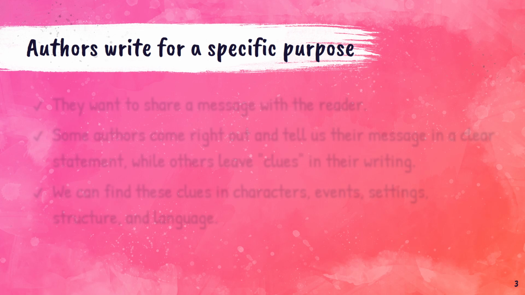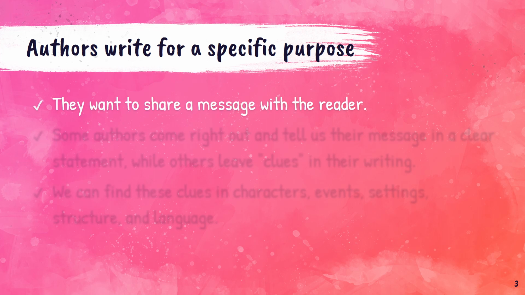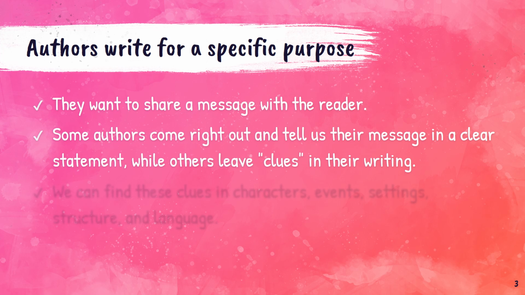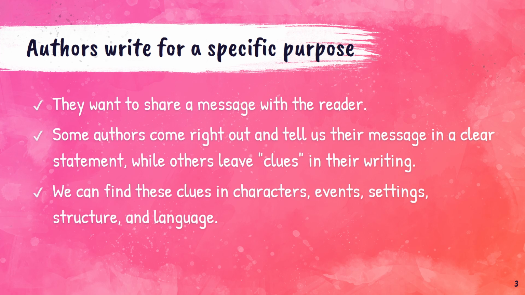We've learned that authors write for a specific purpose. They want to share a message with the reader. We learned earlier in the year that authors do everything with intention. Some authors might come right out and tell you their message in a clear statement, such as slow and steady wins the race. But other authors will just leave clues in their writing, and you have to infer what the author's purpose is. In order to make inferences, we know we use clues from the text.